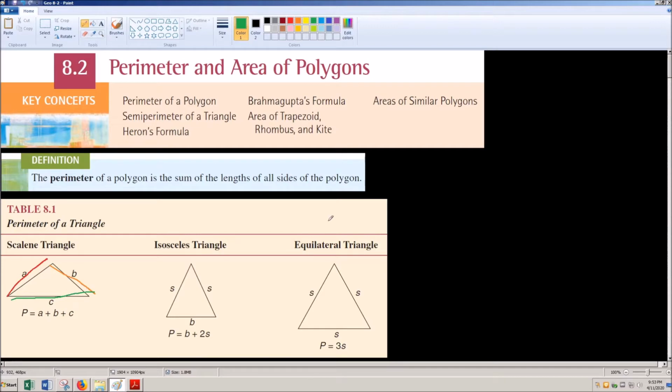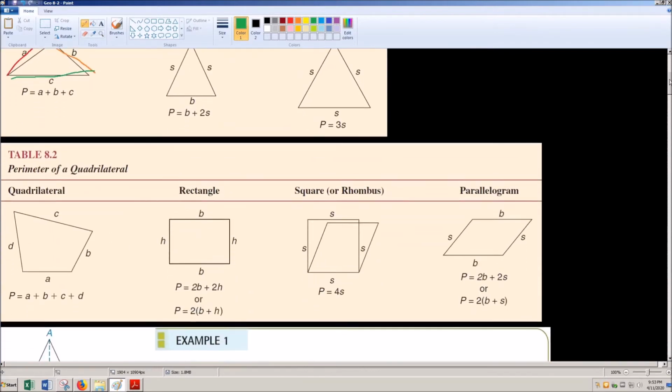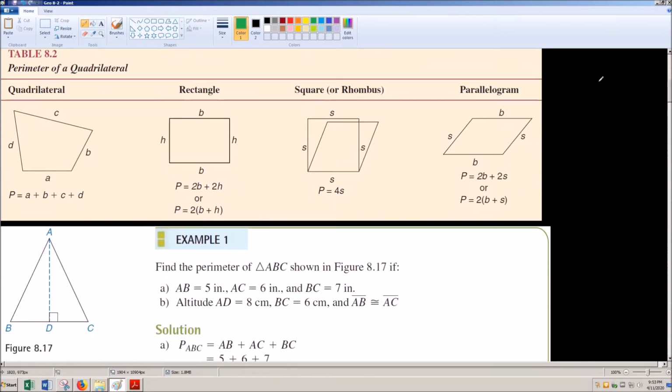Equilateral triangle is helpful because we know it's going to have all 3 sides the same. So instead of talking about perimeter as S plus S plus S, we can just say it's 3S. Looking at quadrilaterals, it's pretty straightforward, same sort of deal here. So I'm taking A plus B plus C plus D. This is for a general quadrilateral. I don't know anything about it.